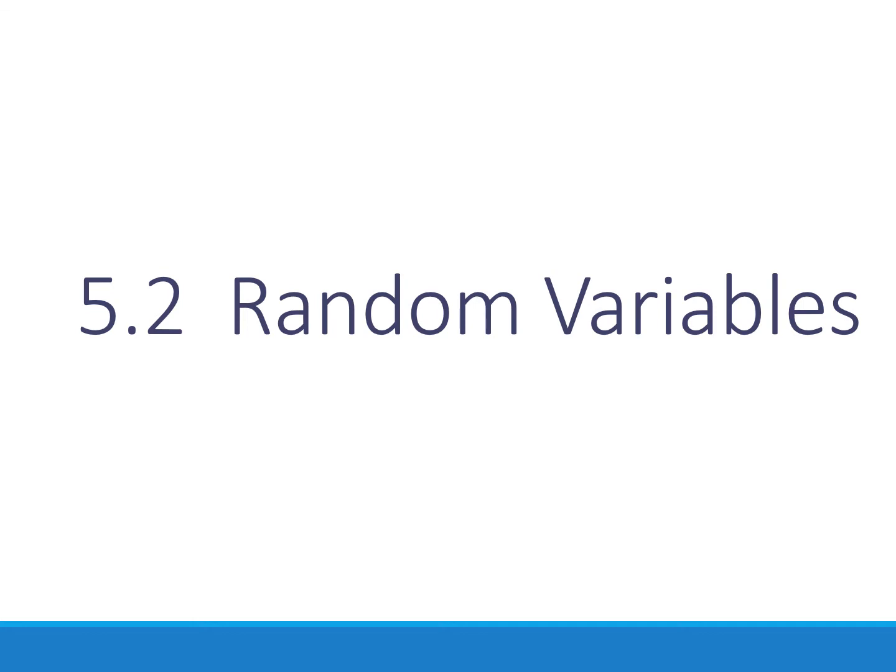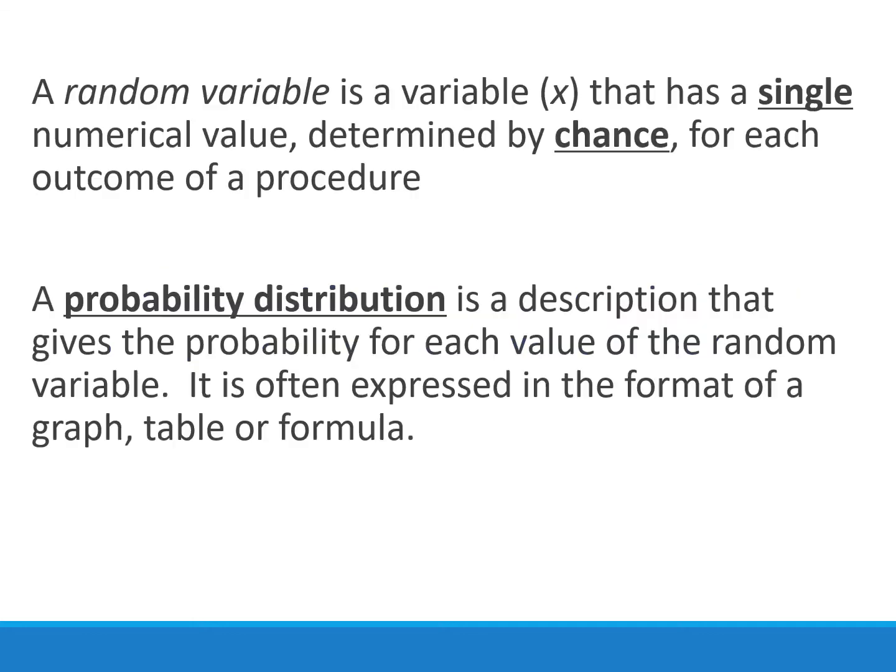Section 5.2 covers random variables. When we talk about a random variable, we're talking about a variable that is a single numerical value which is determined by chance for each outcome of a procedure. Think rolling a die, which has 6 potential different outcomes, though only one of them can occur at any given time.